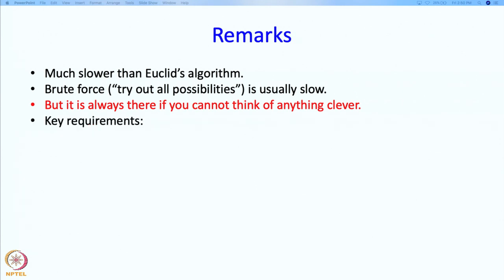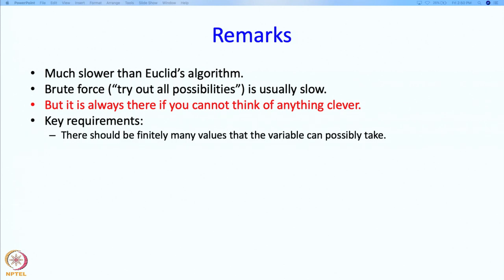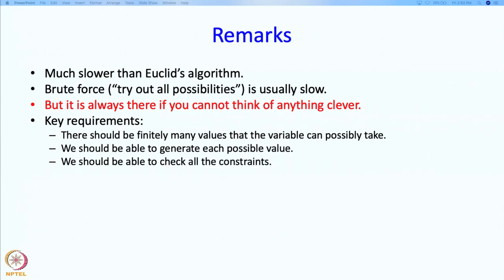What are the requirements? Well, the candidates that you want to search over, the possible values that you want to search over, must be finitely many. They could be a large number, but they have to be finitely many. And we should be able to generate each possible value. In this case, the generation was very easy. We just had to count. Count down or count up, it doesn't really matter. And given a candidate, we should be able to check the constraints.